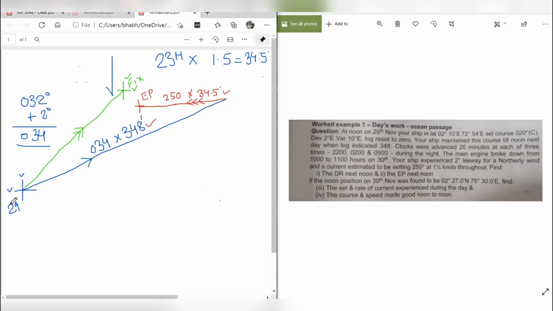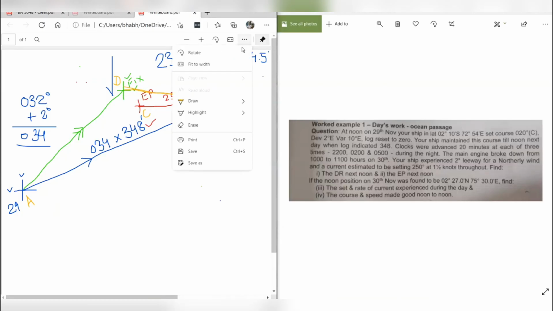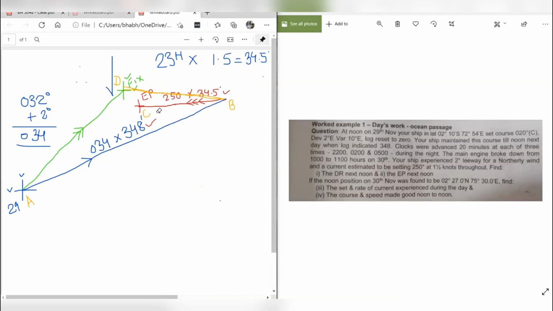Now beta, let's call the starting position A. After the course steered, let's call this position B. This is the EP, let's call this C. And this is the final fix, let's call it D. Now if I join B with D, this one. So what will this be now, beta? This yellow color track which I have drawn from B to D.